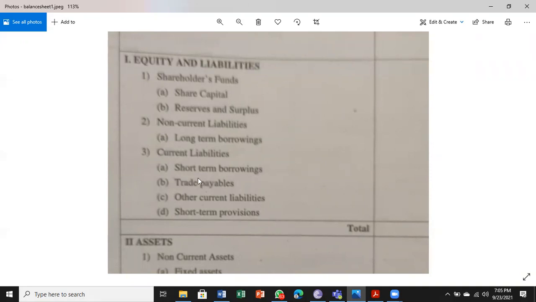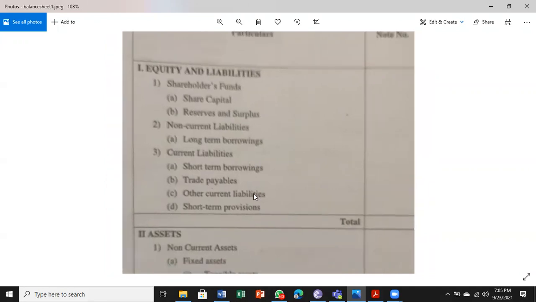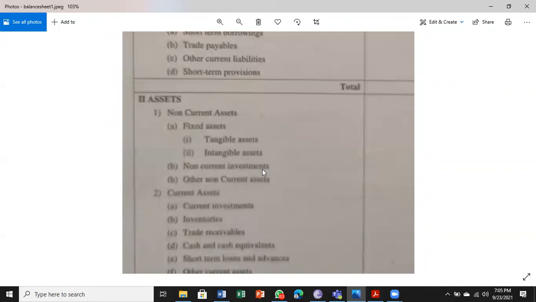So first one, short-term borrowing. Second one, trade payable. The C part is other current liabilities. The D is short-term provisions. I'll explain all the headings. Don't worry, just keep listening. If you have a doubt, you can ask.